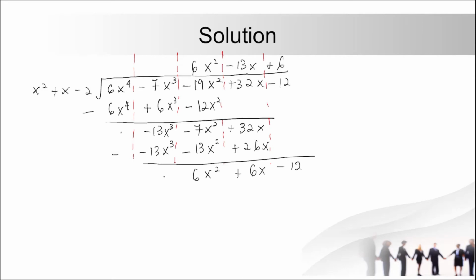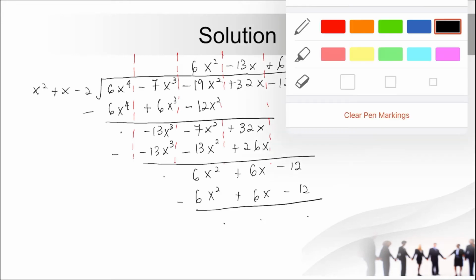So final step, x squared times 6 to get 6x squared plus 6x minus 12. Then there should be no remainder since both are factors of p. So write your answer in standard form, p(x) equals, so this is your divisor.